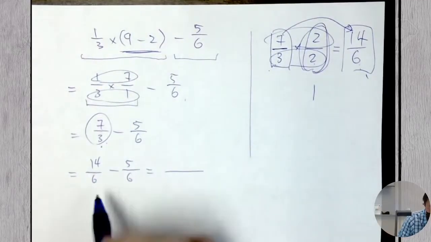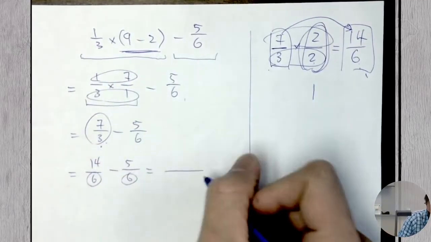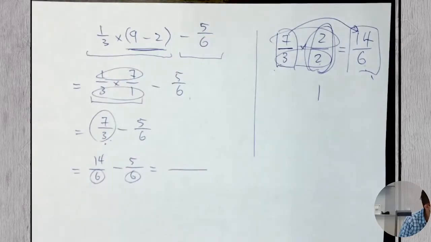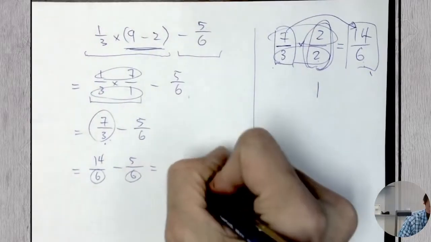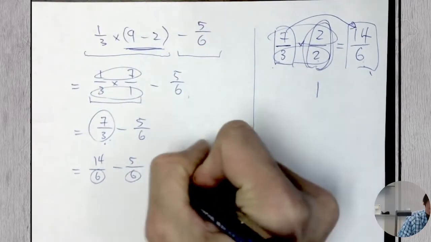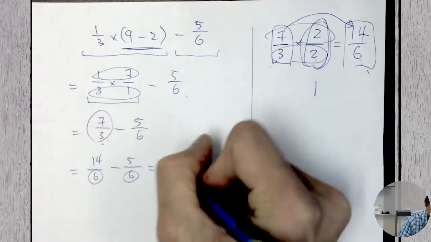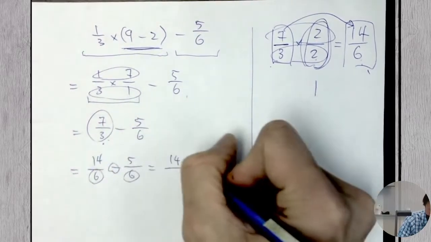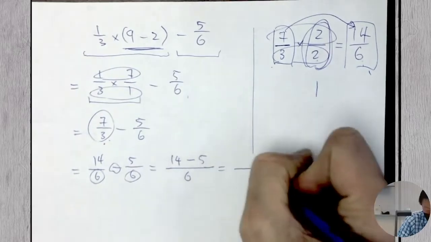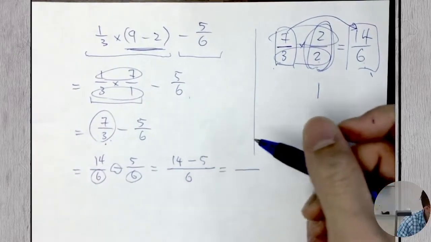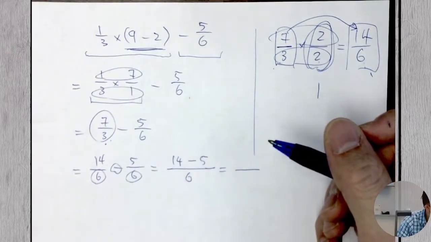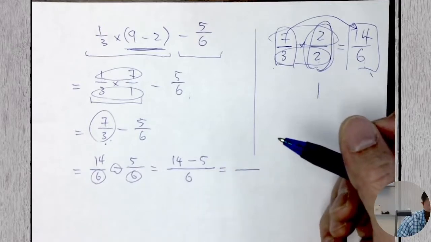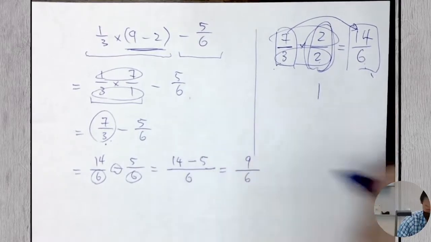If the denominators are the same, I could combine them. Okay, this is how you do it. Just write a bigger fraction, then 14 minus 5, and here you have 14 minus 5 give you what? 9, thank you, over 6.